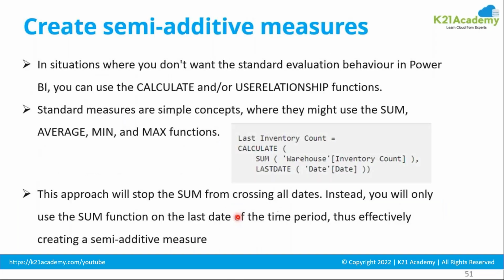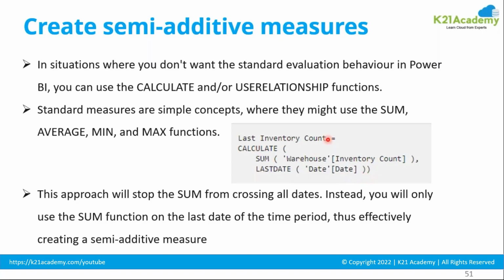We can also create semi-additive measures as well, which is another factor which you will be able to utilize. Because in situations where you don't want a standard evaluation behavior in Power BI, you can use calculate and user relationship functions. And standard measures are simple concepts where they might use the sum, average, min, and max functions as well. And then I can go for last inventory count equals calculate sum warehouse inventory count and then last date.